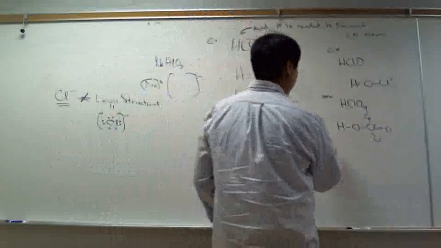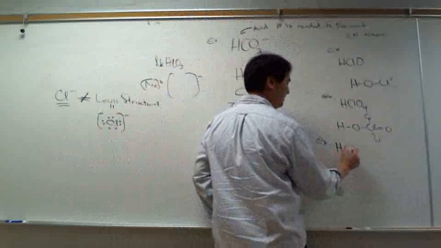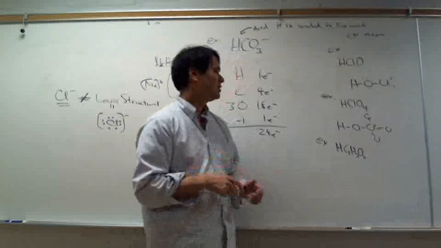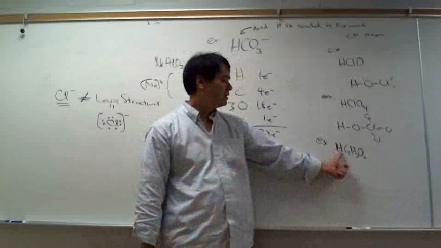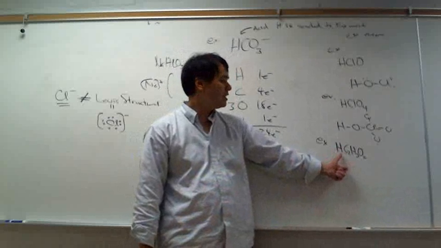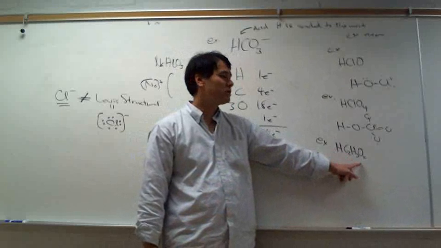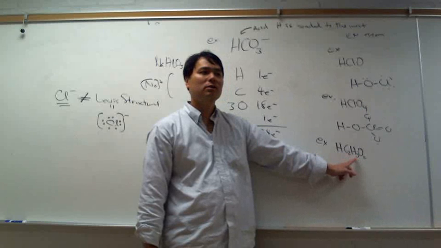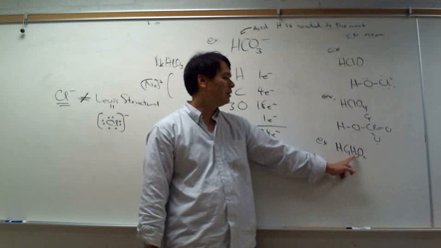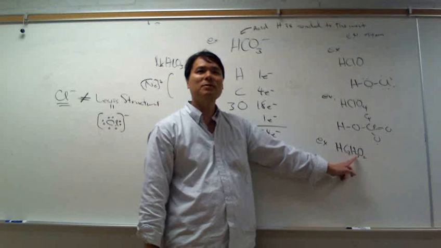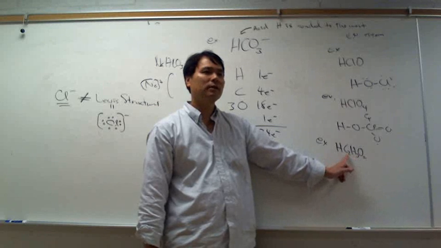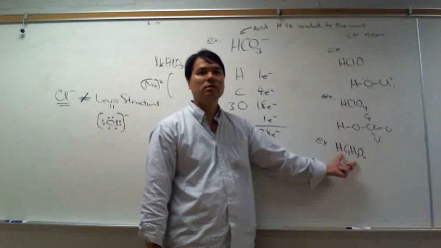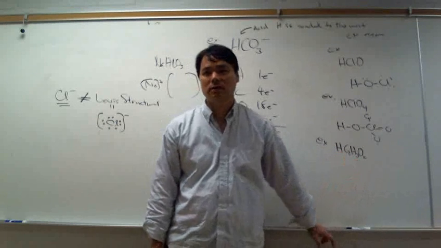What's the name of this acid? Acetic acid. Is this H bonded to this carbon? No, this H is bonded to the oxygen. What about these three H's? Are these three H's acidic? No, these are not bonded to oxygen. These must be bonded to carbon. So acidic hydrogens are always bonded to the most electronegative element.